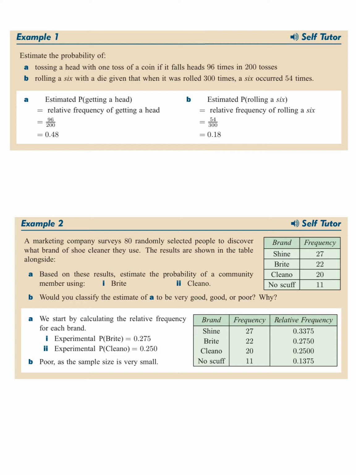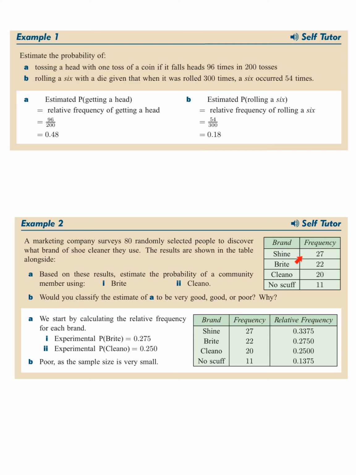Let's have a look at example 2. Example 2 is on page 509. A marketing company surveys 80 randomly selected people to discover what brand of shoe cleaner they use. The results are shown in the table alongside. Now these numbers add up to 80 because they're the people they asked.